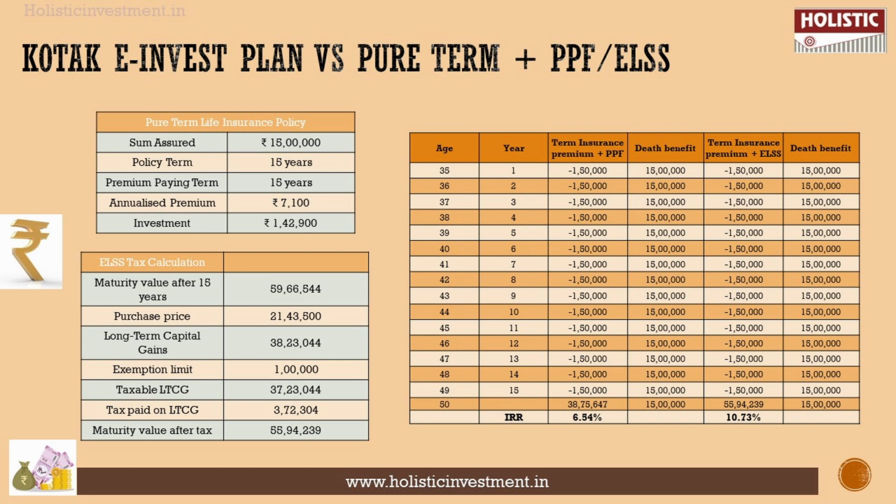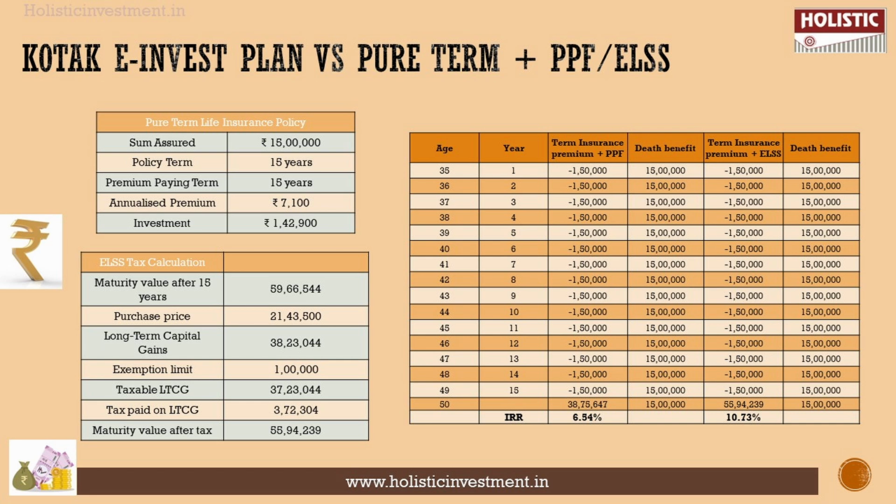So the 1,42,900 will be invested in a PPF and also in ELSS. So in both these combinations, let us see what kind of returns we will get. In the PPF, we get a return of 6.54%. And in the ELSS combination, we get a return of 10.73%.